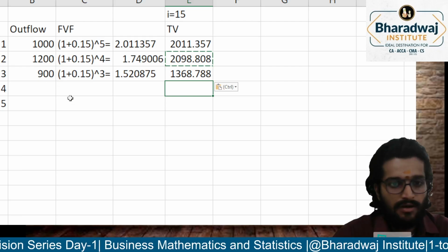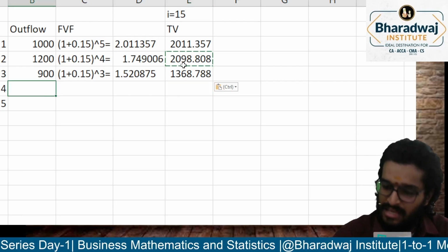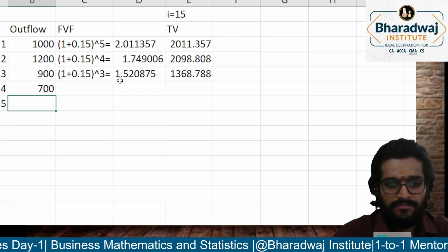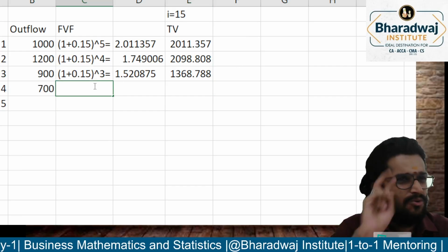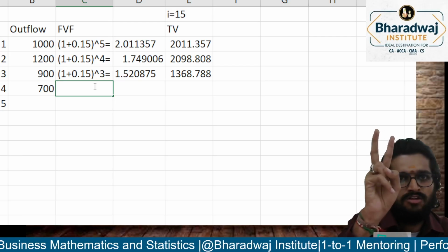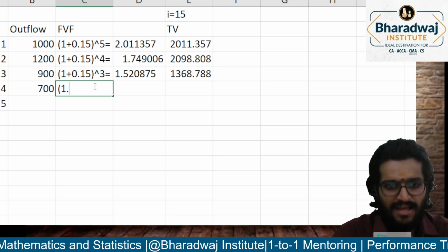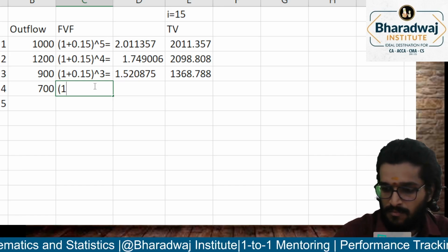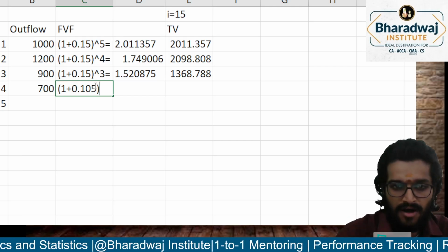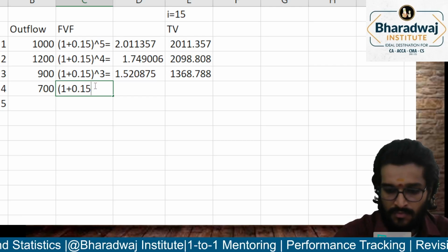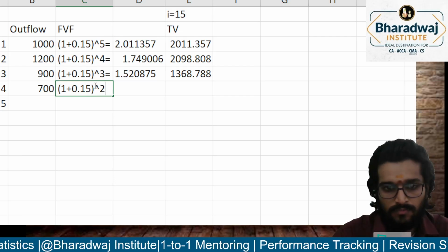Clear? Now, say I am having even much lesser amount, 700. The compounding will be for only 2 years. The amount will be inside the portfolio for only 2 years. 1 plus 0.15, power 2.